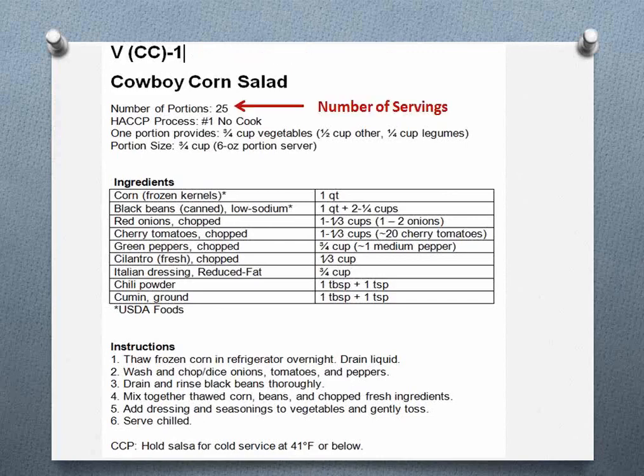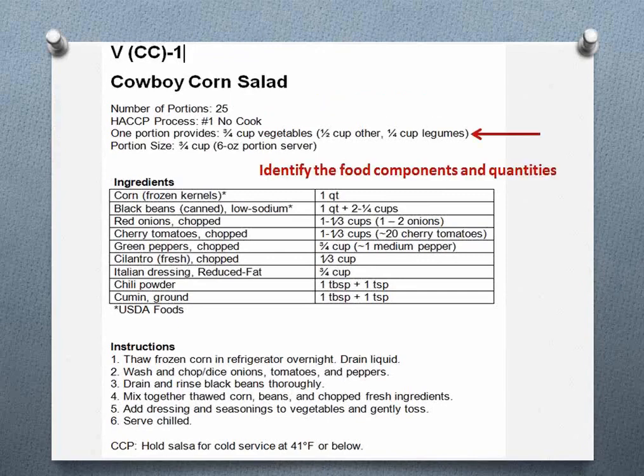The number of servings is important on a recipe because your staff will need to multiply this by the number of servings you need to serve for the day, so that needs to be showing on your standardized recipe. It's good if you can show on the recipe what the actual components are in the food so that you know how to add those up for the weekly totals that you need, especially in the fruit vegetable. This recipe is 1/2 cup of other vegetables and 1/4 cup of legumes.